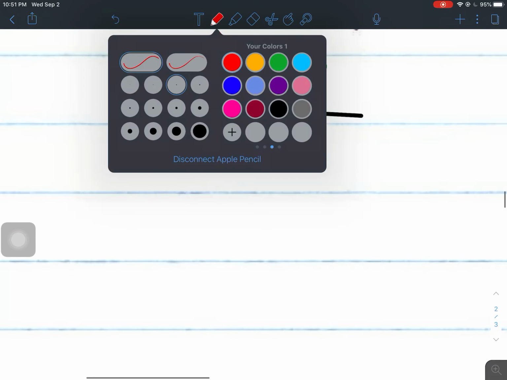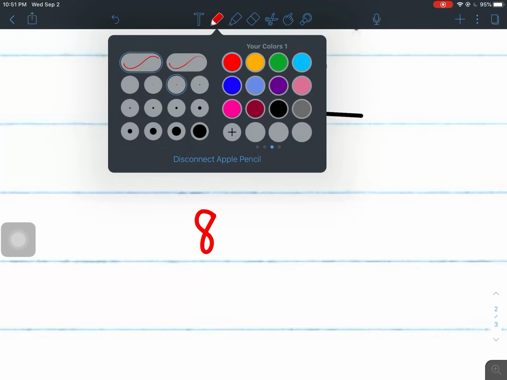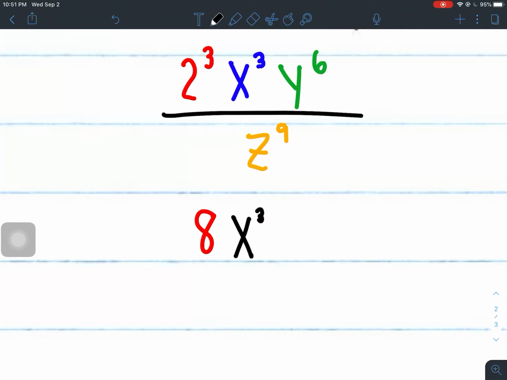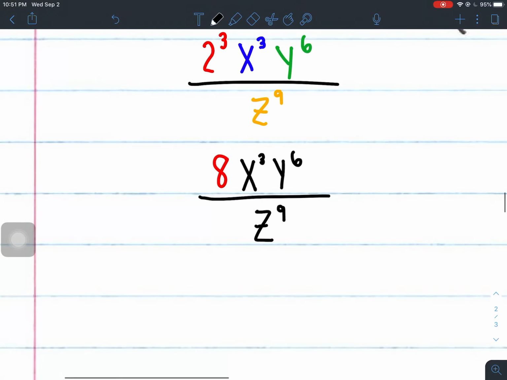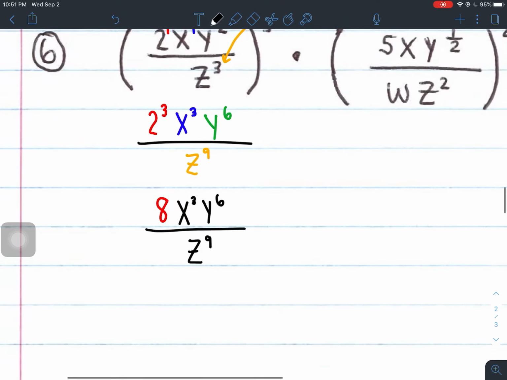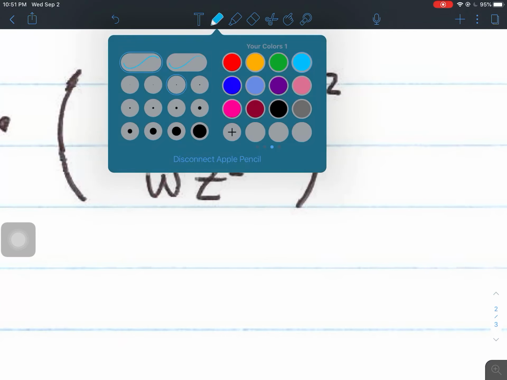Now, is there anything else I can do? Well, I can simplify 2 to the third power, right? 2 to the third is going to give me 8, not 6. Those are not the same thing. So I have x to the third, y to the 6th, over z to the 9th. Okay, so this is what I have. So same exact thing as this top area. I just simplified the 2 to the third to make it an 8. Now I haven't done anything with this multiplication sign in the middle, so I'm going to leave that as is. And now I'm going to move on to the right side over here.